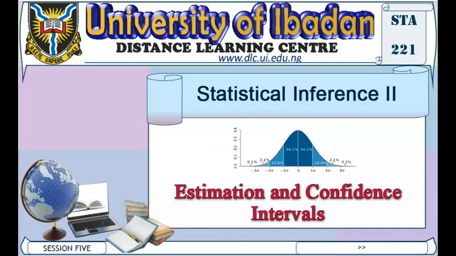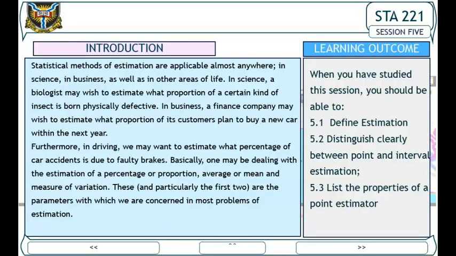Study Section 5, Estimation and Confidence Intervals. Introduction. Statistical methods of estimation are applicable almost anywhere in science, in business, as well as in other areas of life. In science, a biologist may wish to estimate what proportion of a certain kind of insect is born physically defective. In business, a finance company may wish to estimate what proportion of its customers plan to buy a new car within the next year.